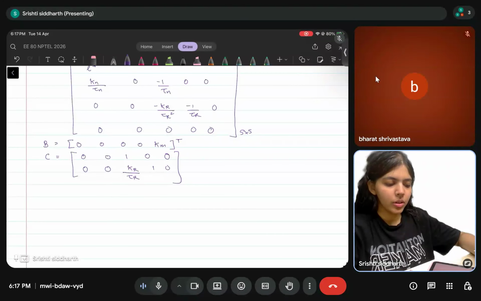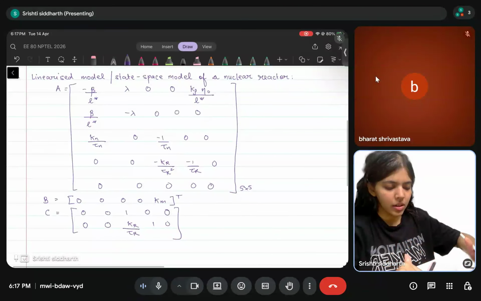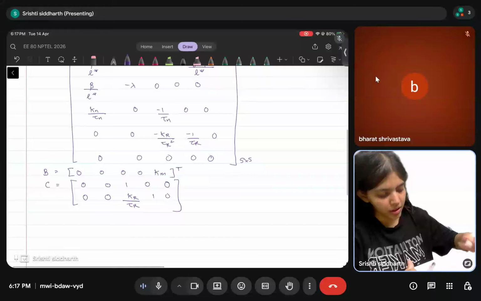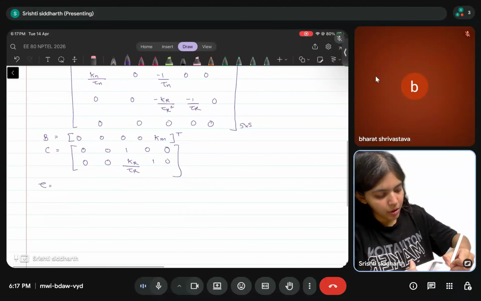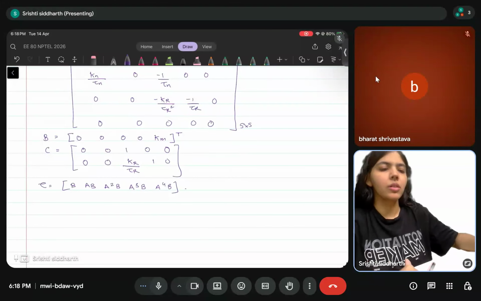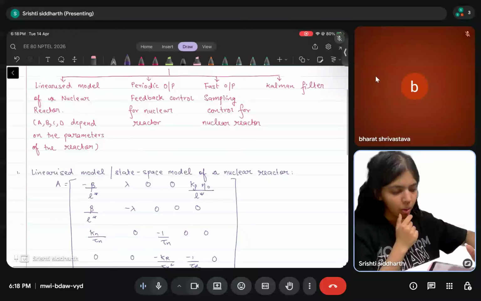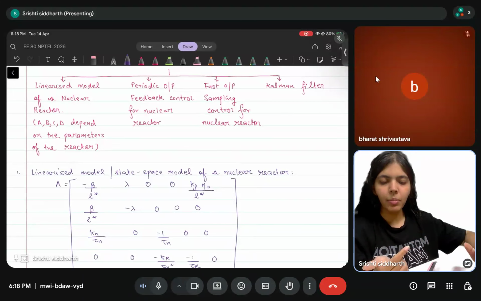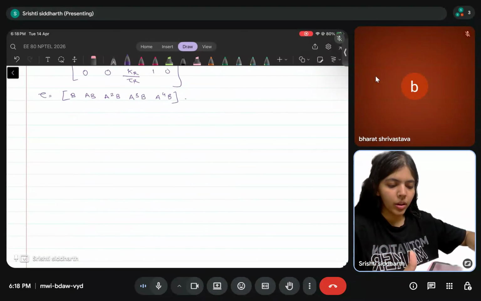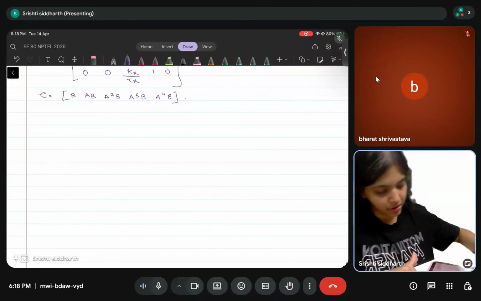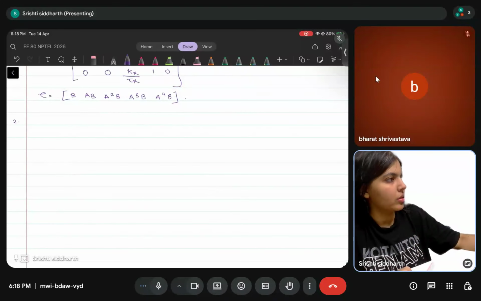So we saw in the last tutorial how to compute the controllability matrix. This is a fifth order system, so the controllability matrix is B, AB, A squared B, A cubed B, and A to the power 4 B. Similarly, the observability matrix. To talk about periodic output feedback or fast sampling control, you also have to recall how to obtain the discrete model of an LTI system.